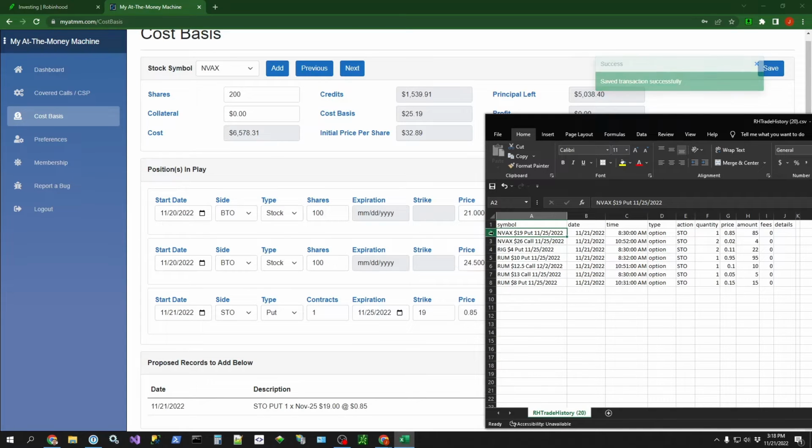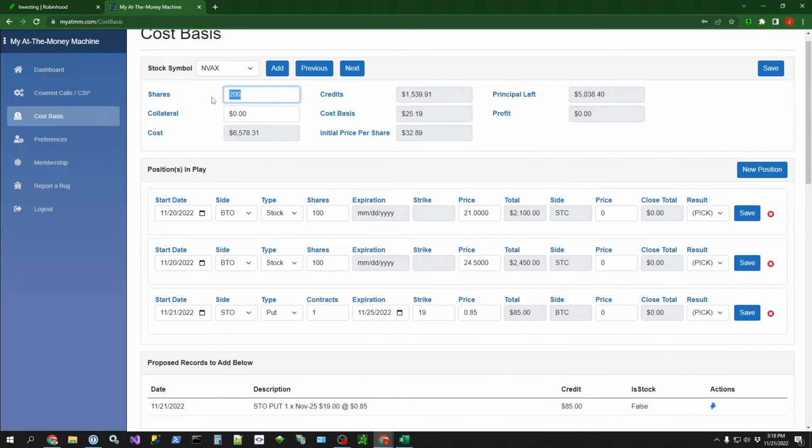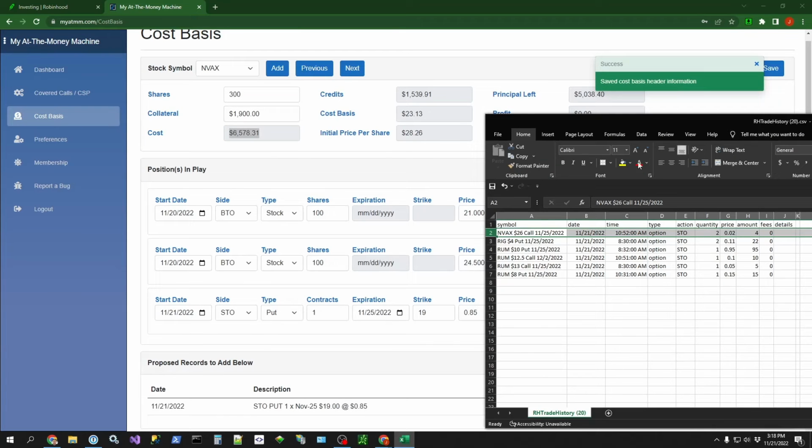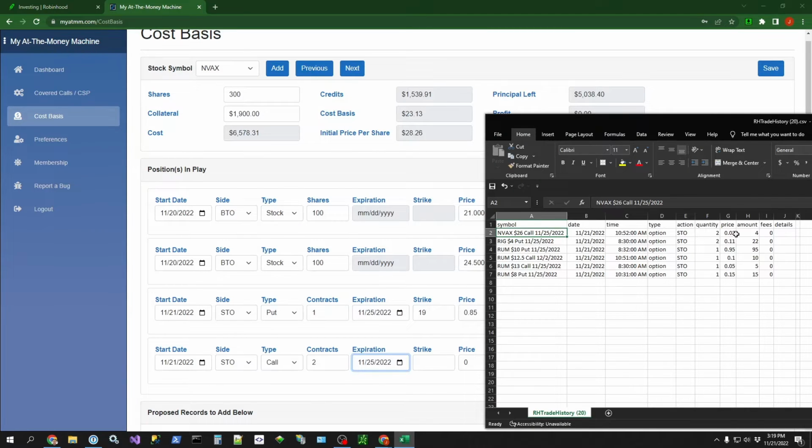Okay, so we do want to go ahead and account for that, so that's going to take our shares up to 300, and the collateral we had to put up for that was $1,900. Click save. All right, and we did sell a call in here as well for 2 of them. So sold to open a call, 2 contracts. Pretty sure I did it on the 25th. We'll double check. Yep, the 25th. The strike price is 26 because that was our break even. But as you can tell, if our put executed, our cost basis actually dropped down, so we'd actually come out way ahead.